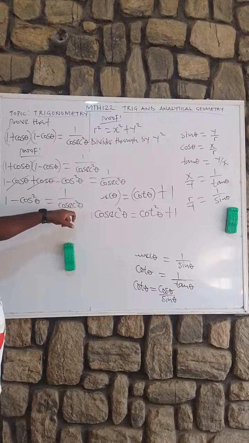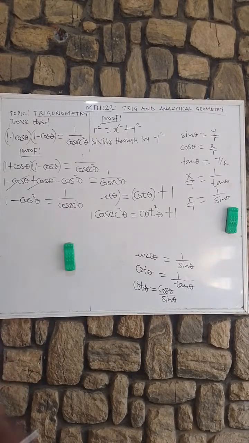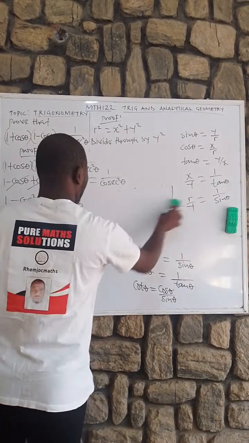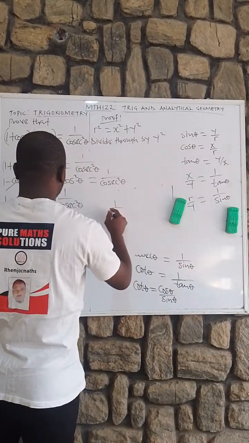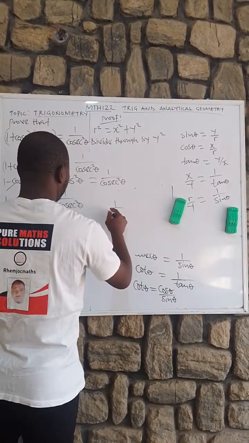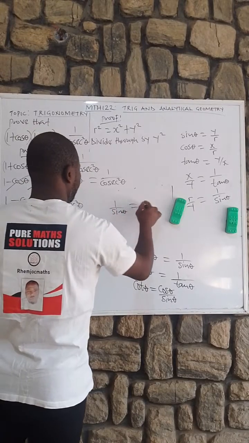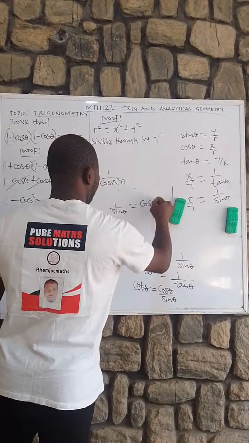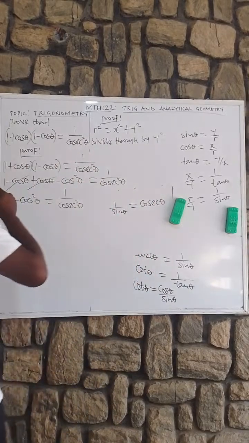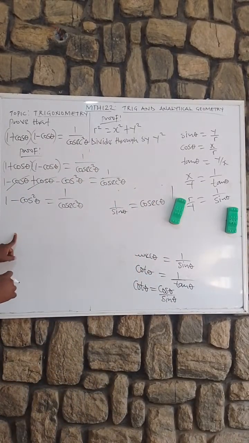This is sin inverse, because 1 all over sin theta is the same thing as cosec theta. True or false? Okay, so now let's go back.